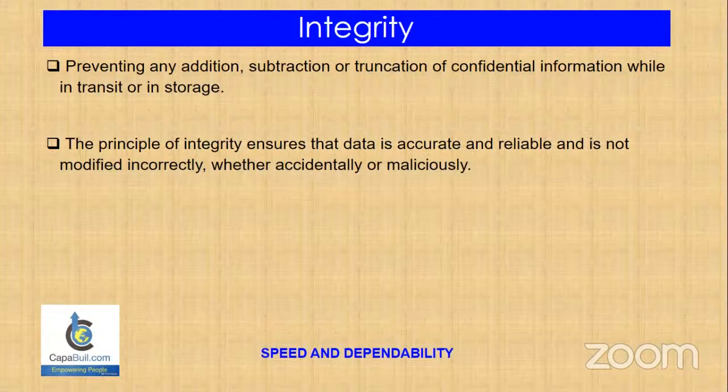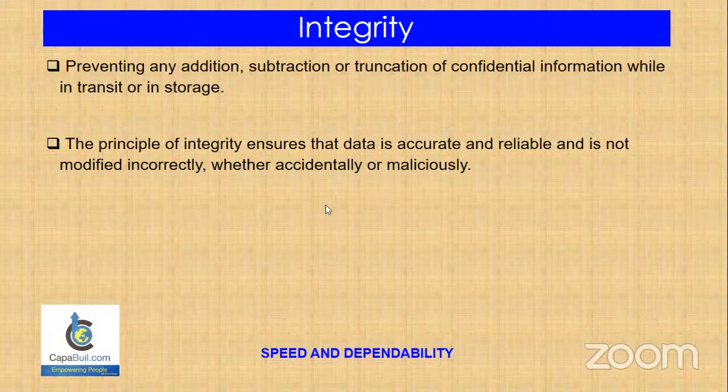So the principle of integrity ensures that data is accurate and reliable, and it's not modified incorrectly, whether accidentally or maliciously. So here we are saying, for us to say that this information is ideally secure, it needs to be the same exact information that was sent from person A to person B without any alteration. Remember, this one relies on the aspect of what information is. It needed to be accurate.